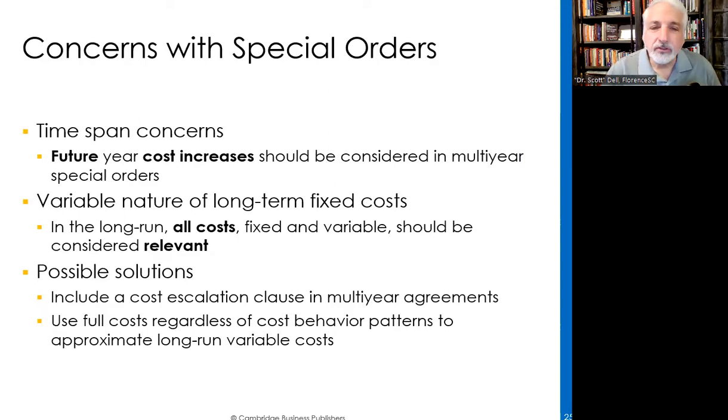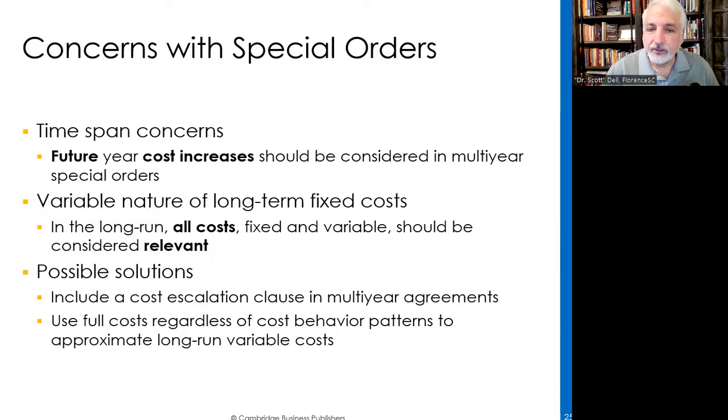A couple of concerns, though. We want to look at this and say, are there other things that go into the decision-making process? And there are. Future year cost increases should be considered in a multi-year special order. So maybe that order is not a 3-year contract or a 5-year contract, because we may have material increases, we may have changes in labor increases. So when we do that, we're going to have to take that into account and consider that.